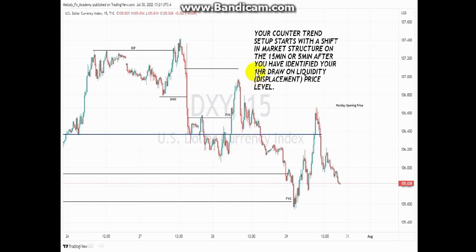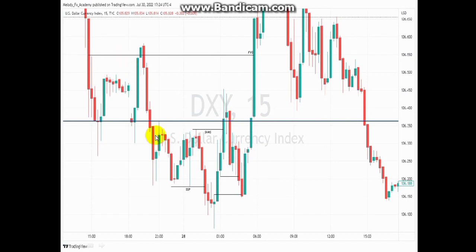Okay, so the counter trade setup starts from the 15-minute or 5-minute time frame. It starts with a shift in market structure. So how does that look? Now obviously we have the 15-minute time frame.